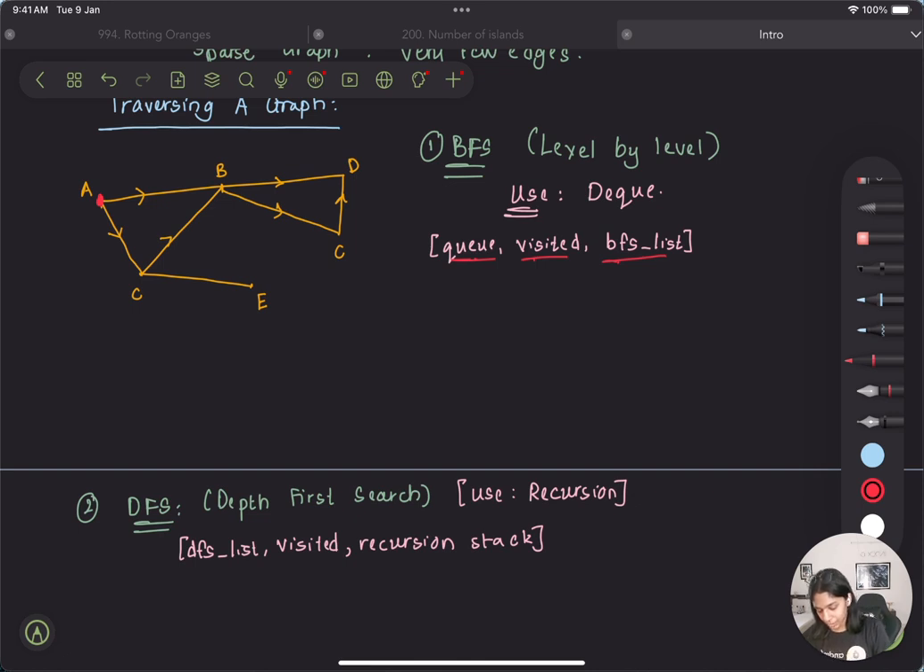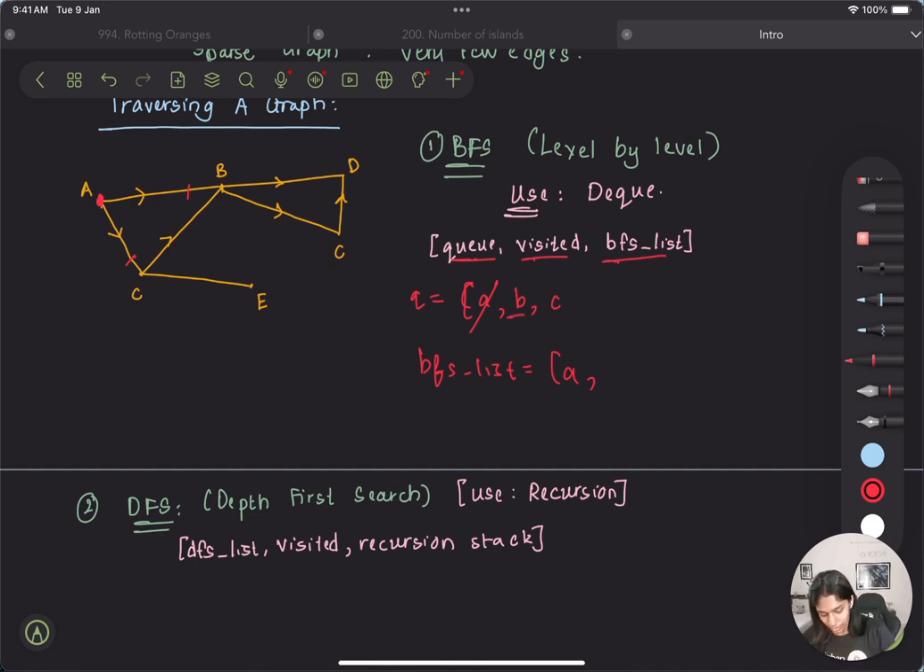Okay, so what happens here is we look at A. Let's say I have a queue and I add the value A here. Then I look at the neighbors. I'll do my BFS list as well, so the first thing that gets added here is A. Then I look at the neighbors of A, that's B and C. So I'm going to add B and C. I've traversed A already, so I'm going to pop that out.